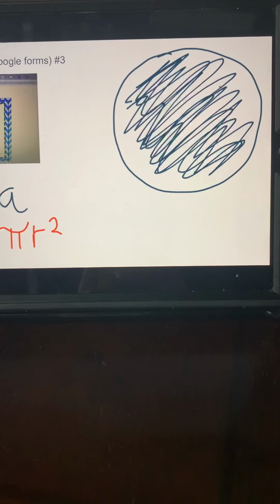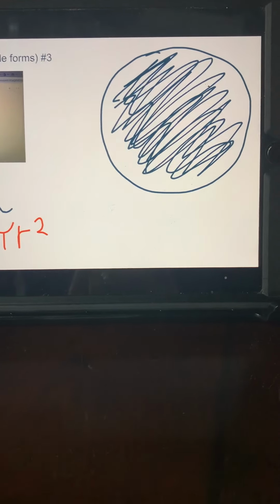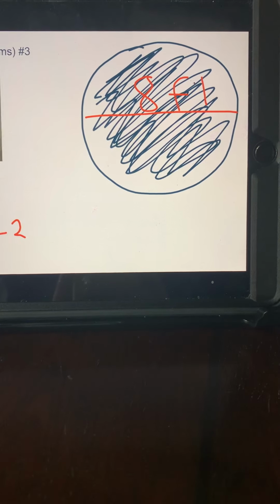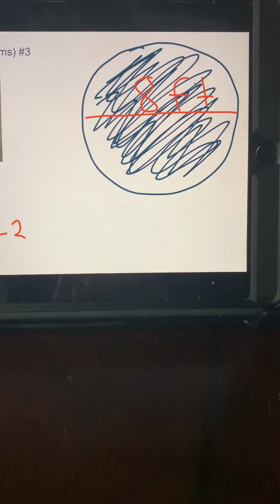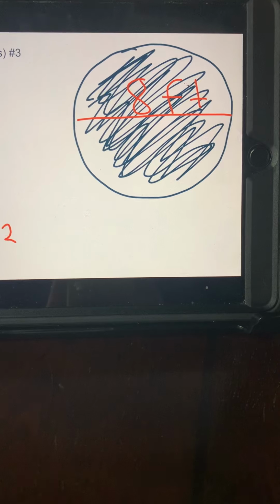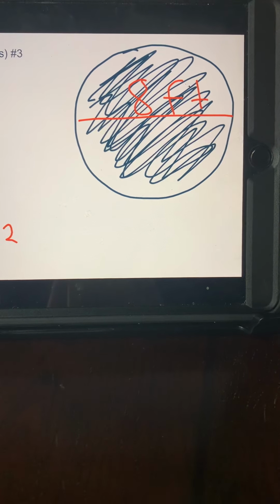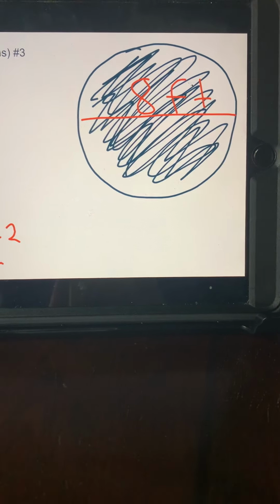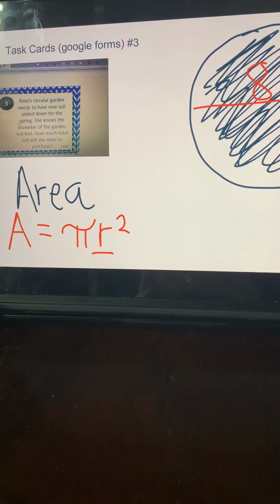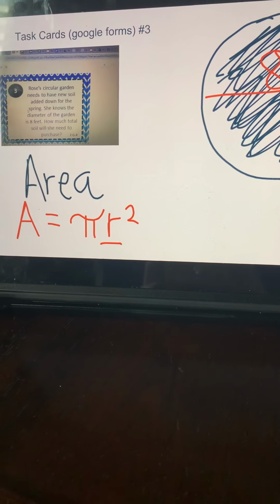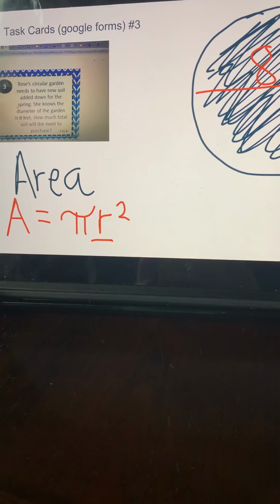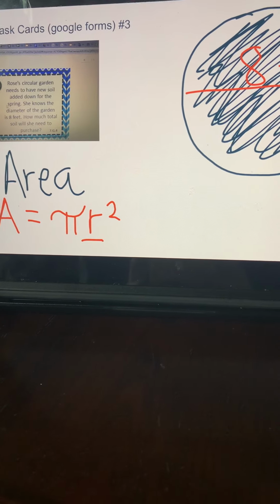So the information that was given is that the diameter of the garden is 8 feet. Now there's a reason why they gave you the diameter here, and that's because they know that a lot of people will mess this up by plugging the diameter into the formula. We cannot use diameter in the area formula. It's pi times radius squared. And remember, diameter is radius times 2. Radius squared is radius times itself. So that is different. We cannot just use 8 here.